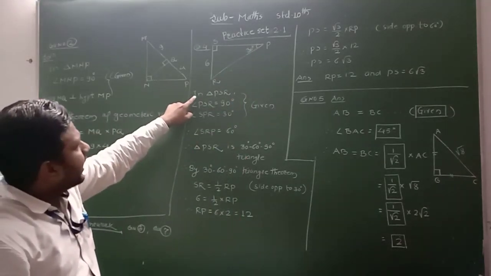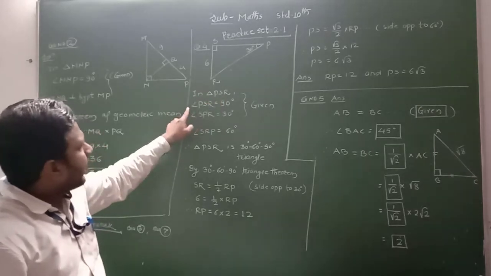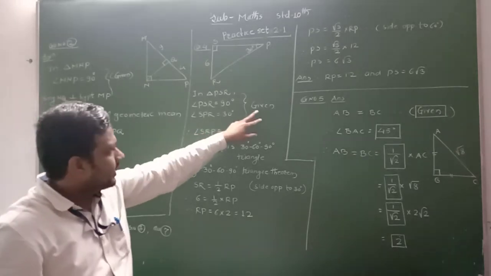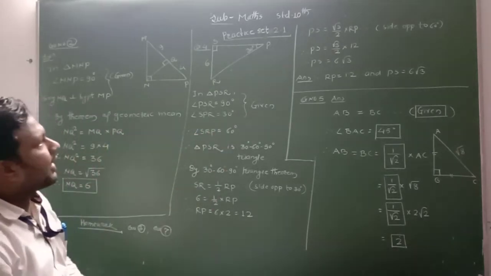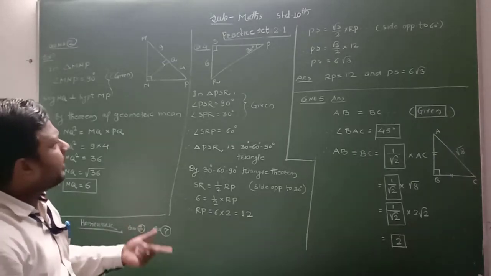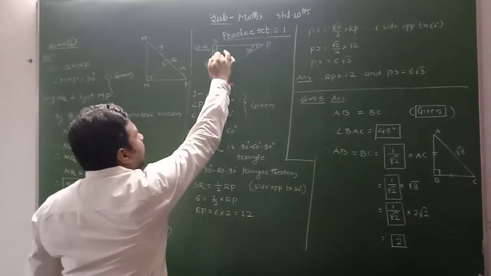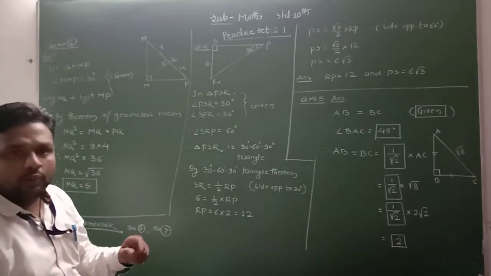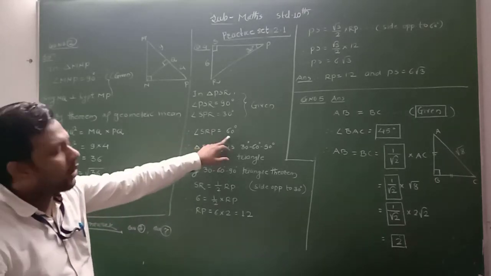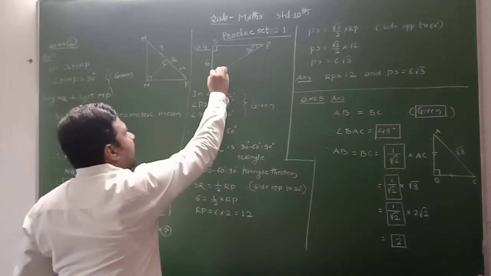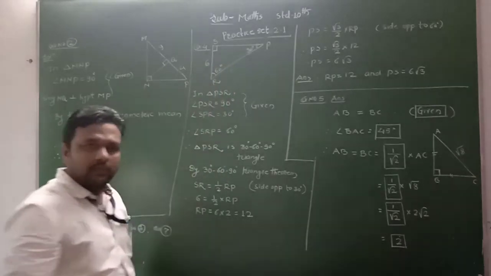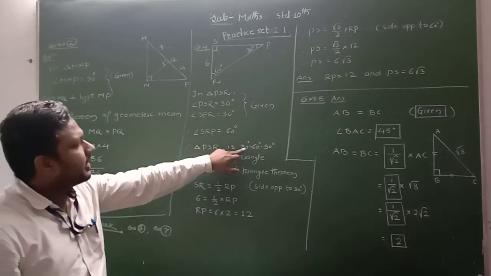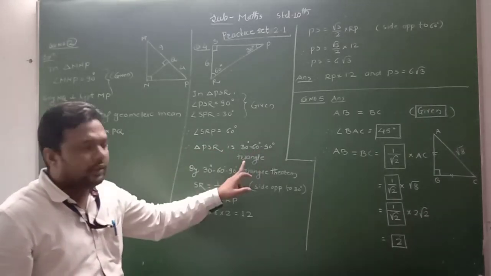Therefore, here I write in triangle PSR, angle PSR is equal to 90 degrees, angle SPR is equal to 30 degrees. This is given. Then, according to the angle property in the triangle, remaining angle is what? If it is 30 degrees, this is 90. 30 plus 90, that is 120. So what is the remaining angle? Remaining angle is 60 degrees. Therefore, here we get this angle is equal to 60 degrees. Clear?